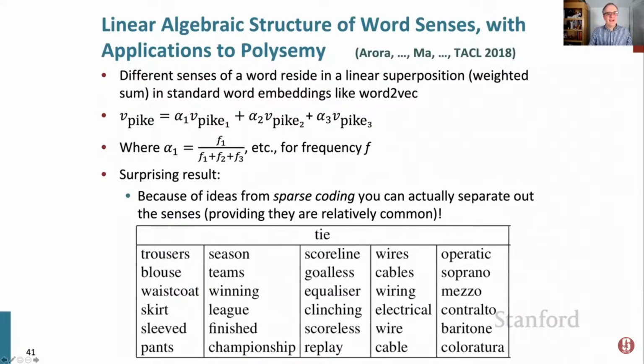Then we have score, line, goals, equalizer, so it's the sporting game sense of tie. This one also seems to, in a different way, evoke the sporting game sense of tie. And then there's finally this one here. Maybe my music is just really bad. Maybe it's because you get ties in music when you tie notes together, I guess. So you get these different senses out of it.